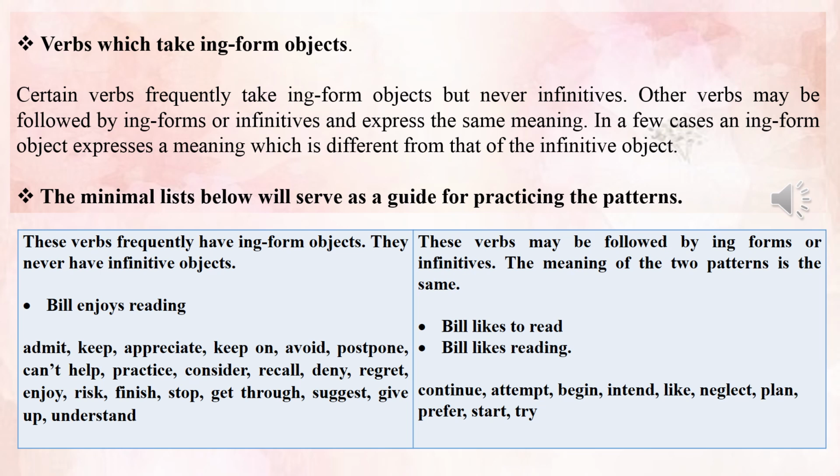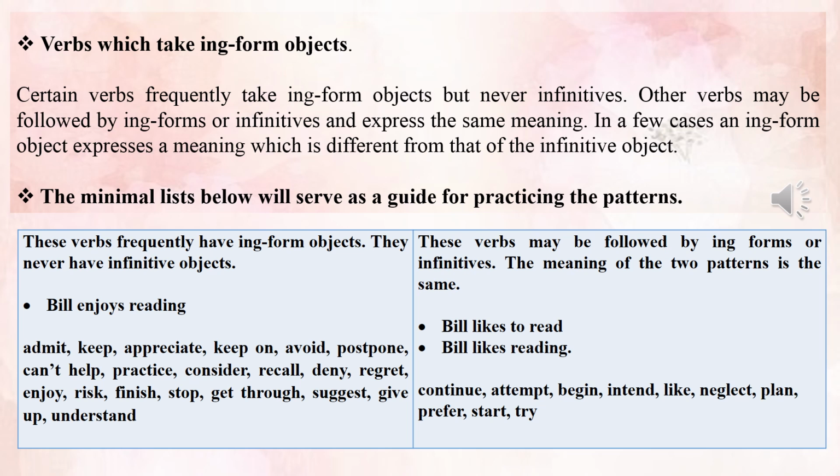Verbs which take -ing form objects. Certain verbs frequently take -ing form objects but never infinitives. Other verbs may be followed by -ing forms or infinitives and express the same meaning. In a few cases, an -ing form object expresses a meaning which is different from that of the infinitive object. The minimal list below will serve as a guide for practicing the patterns.